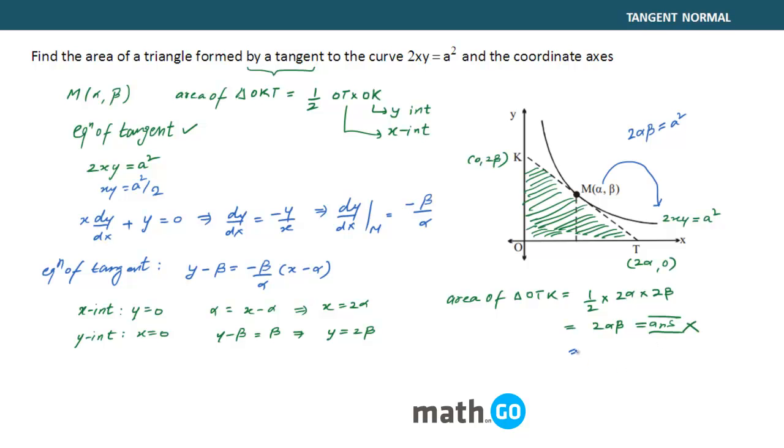So you have to tell me that the answer is nothing but a square. If you notice, it is constant, it is independent of any variable, right? This is independent of any variable over here. Okay, so this is how this question has to be treated. It was asking you to find the area of a triangle. Irrespective of the point that you take, the area of this particular triangle between the coordinate axes will always be equal to a square, which is constant.